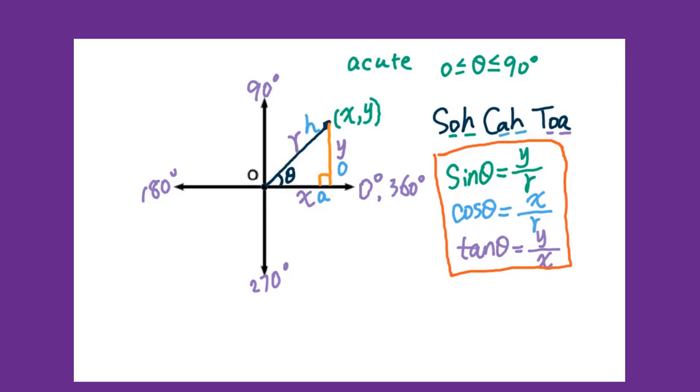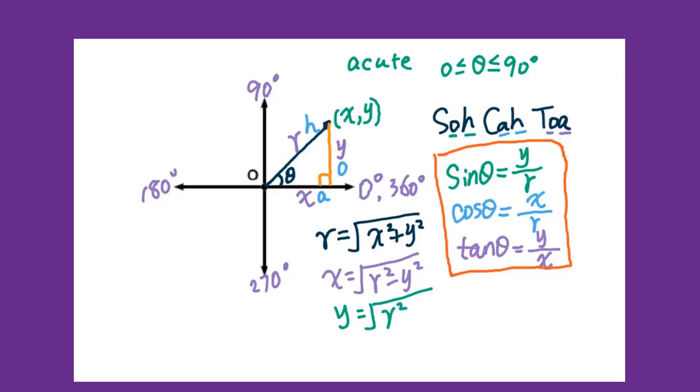And we know for a right triangle we have the Pythagorean theorem. Therefore, we can figure out that r equals square root of x squared plus y squared, and x equals square root of r squared minus y squared. Then y equals square root of r squared minus x squared. This is the relationship between x, y, and r. We are using these two sets of formulas to solve guided practice.